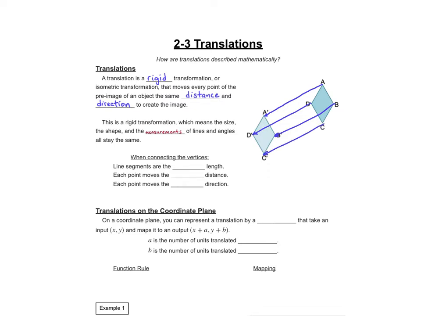Now, all of these have been moved in the same direction, which makes them all parallel, actually. So all of these lines are parallel, and they have congruent distances because all of those points move the same distance. So that's just some of the characteristics or properties that we see in translations. As a rigid transformation, the size, shape, measurements, lines, and angles all stay the same, of course. So it still follows those same principles of a rigid transformation.